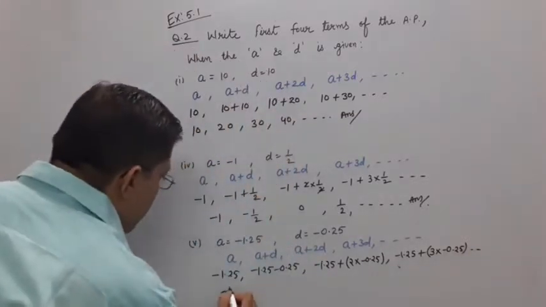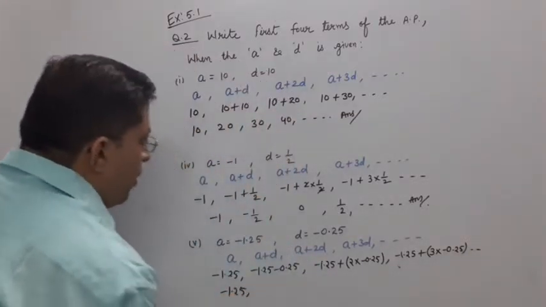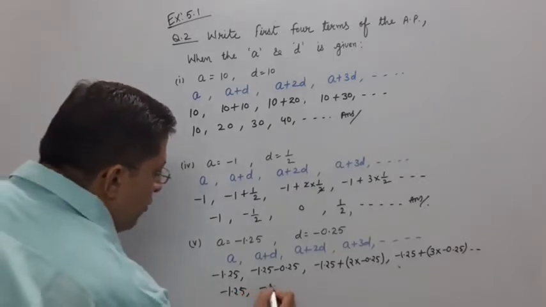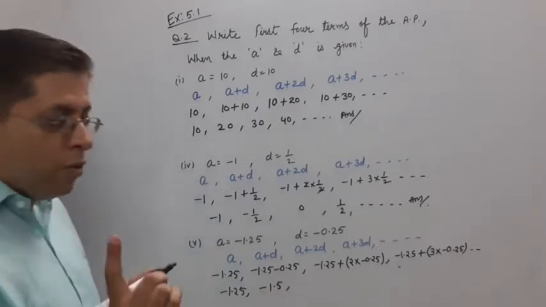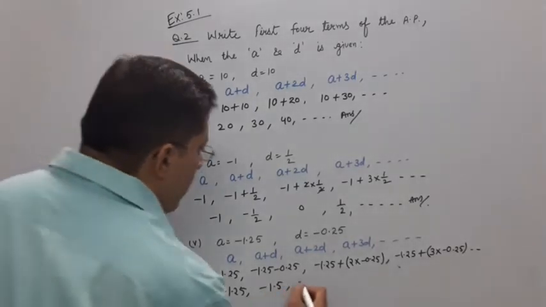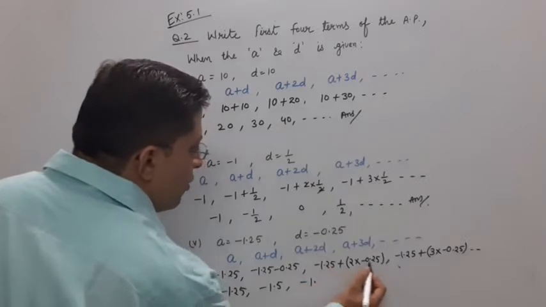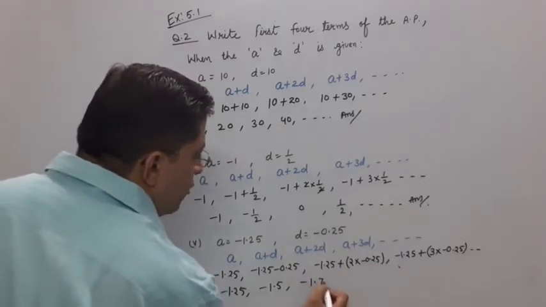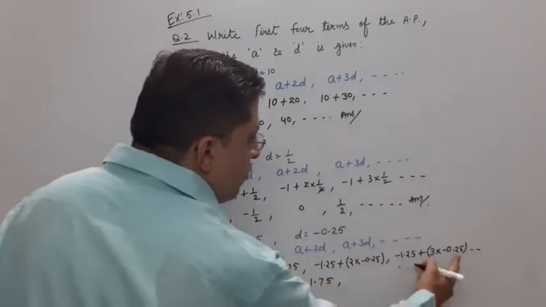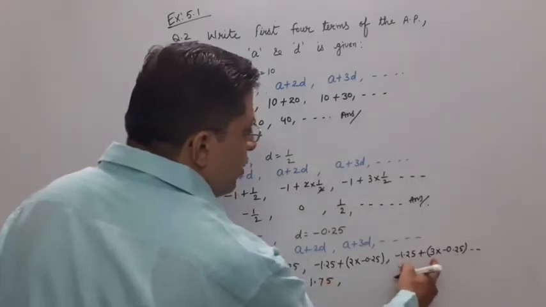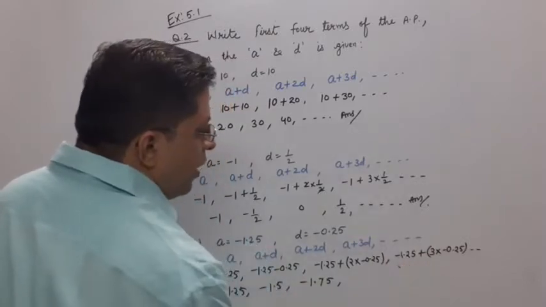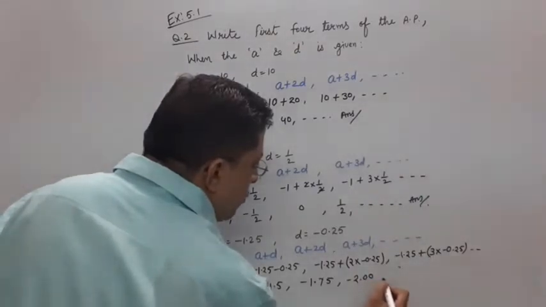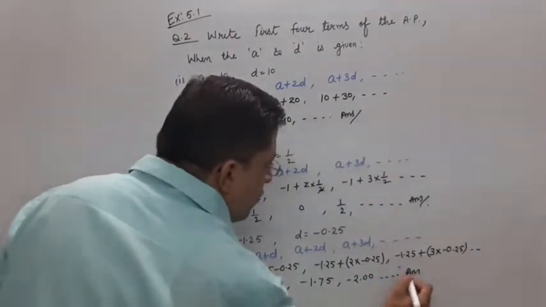Now see the last one. Minus 1.25. This will be minus 1.5. Okay. This is minus 1.75. This is minus 2.00 and so on. This is your answer.